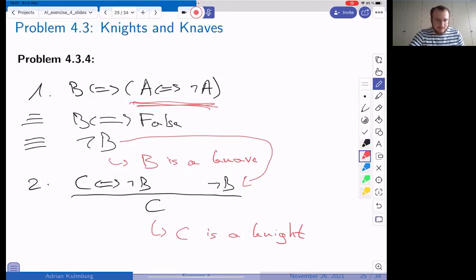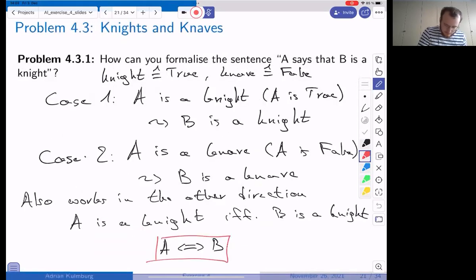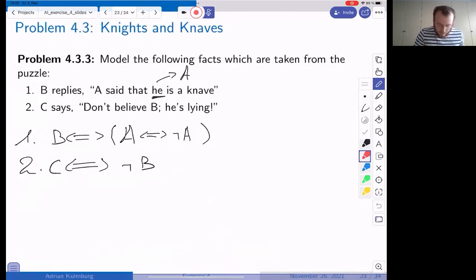Okay, so let me answer some questions in 4, 3, 3, 1. Is that the one you mean? No, I think you mean this one. Yes. Can you explain again why it is A equivalent to not A? Can it be A equivalent to true? So it cannot be A equivalent to true, right?